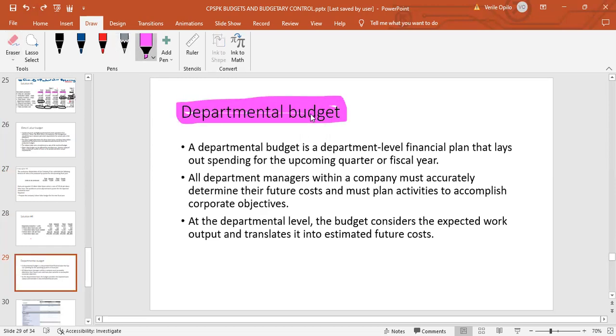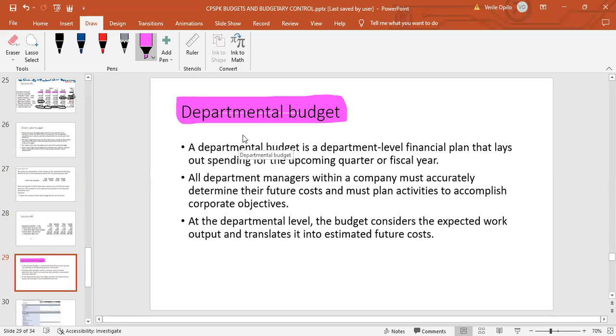The departmental budget refers to the budget that the business prepares for the entire department. How much income are we expecting to receive in the department first? How much expenses are we expected to pay, for example, in terms of utility bills, in terms of salaries, in terms of electricity, insurance, those kinds of things.